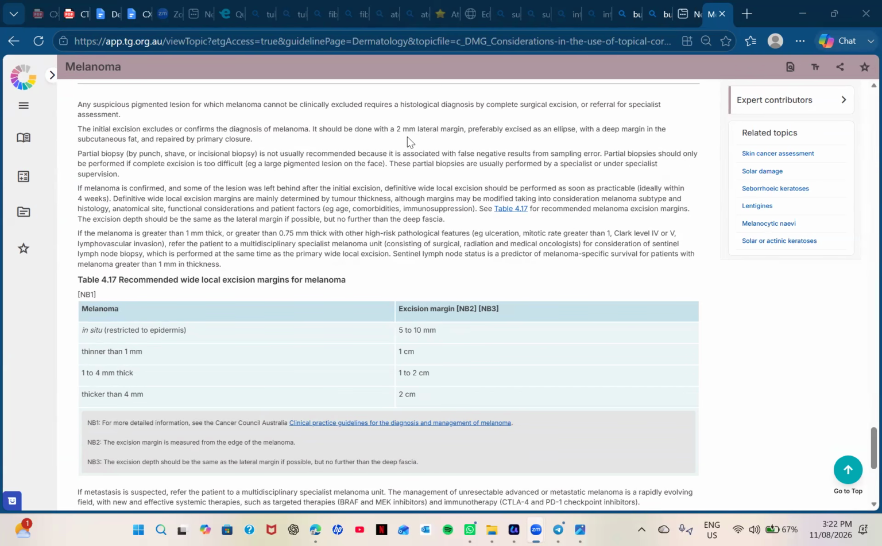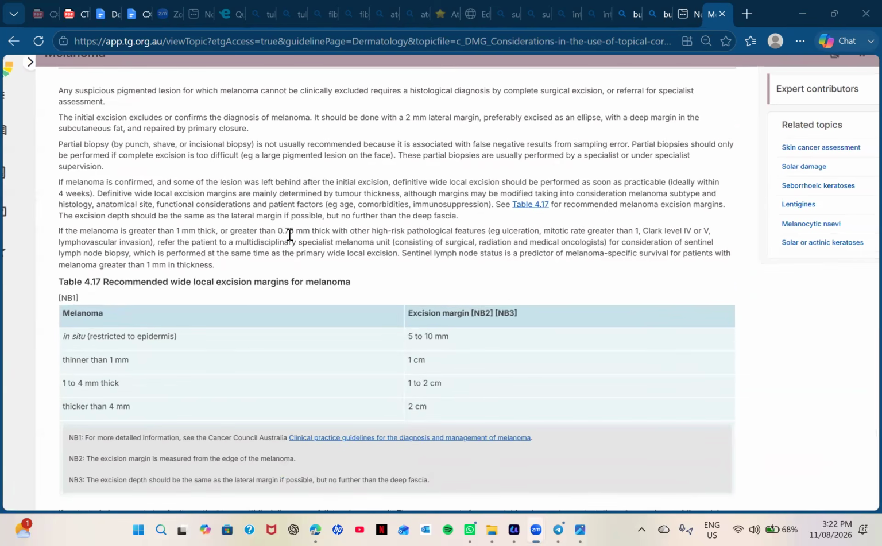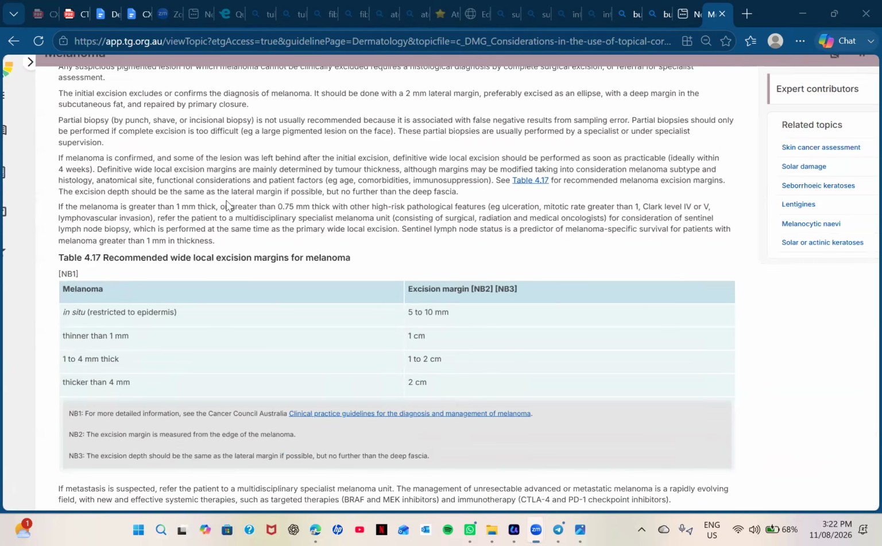The initial excision should be done with a 2 mm lateral margin, right? I saw someone mention 3 to 4 centimeters. Not 3 to 4 centimeters; sorry, it's 2 mm, not centimeters. A 2 mm lateral margin, preferably as an ellipse. For partial biopsies, that is if it is in a cosmetically sensitive area. If melanoma is confirmed, you need to do the wide local excision within 4 weeks, right?